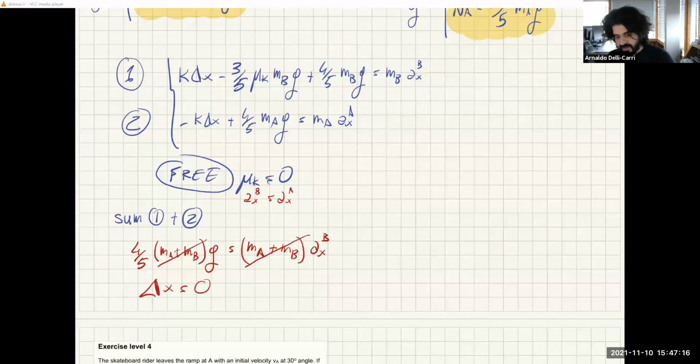is 0. And it must be 0 because if you now find this number and you put it here, you find that this balances everything in this equation. So delta x must be 0.